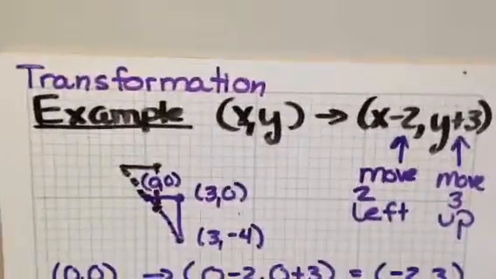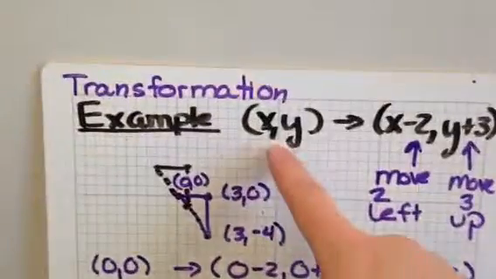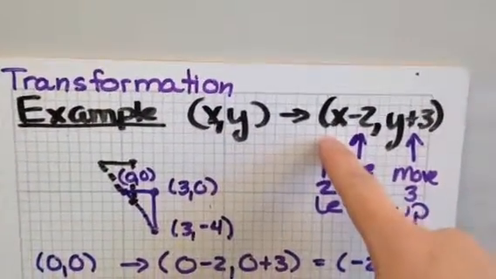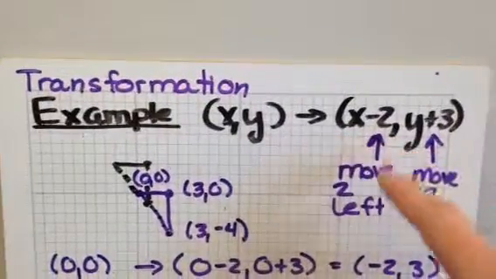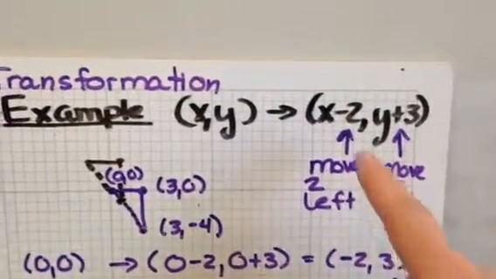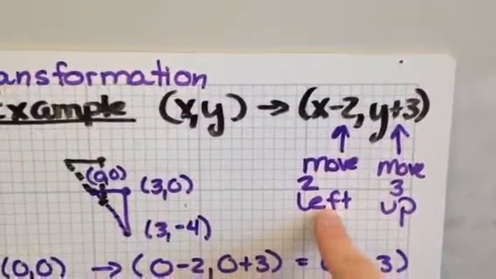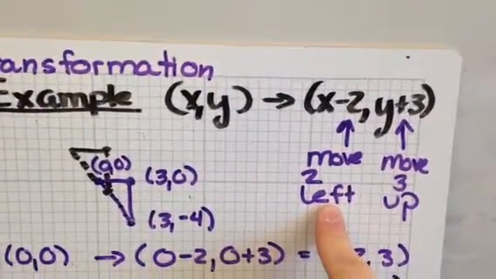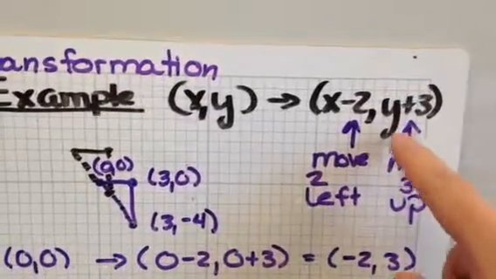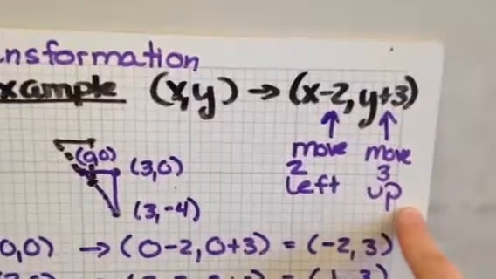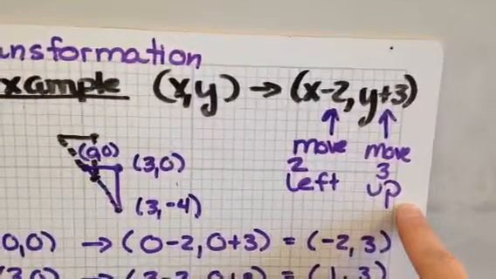So here's an example of a transformation. So we have a point xy, and we're going to transform it to the point x minus 2 and y plus 3. Now because I have -2 here, I know I'm going to move 2 points to the left. Negative moves to the left, positive moves to the right. Because I have +3 here, I'm going to be moving up, because positive moves up and negative moves down.